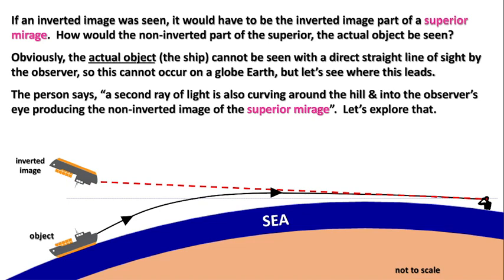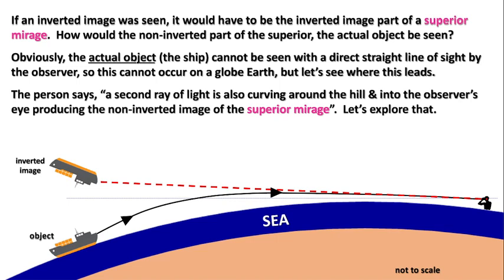If an inverted image was seen, it would have to be the inverted image part of a superior mirage. How would the non-inverted part of the superior, the actual object, be seen? Obviously, the actual object, which would be the ship, cannot be seen with a direct straight line of sight by the observer, so this cannot occur on a globe Earth, but let's see where this leads.